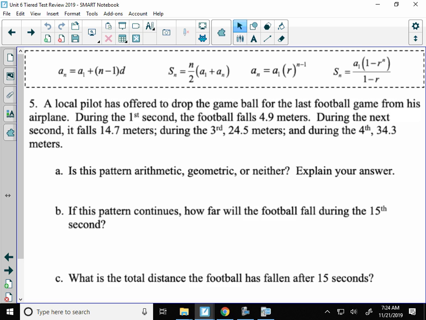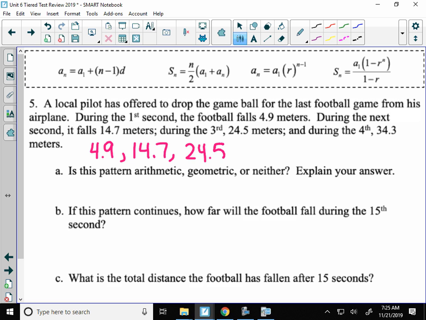I'm going to list out the terms as they tell us, because this is going to make a sequence. During the first second, the football falls 4.9 meters. During the second second, it falls 14.7 meters. During the third, 24.5 meters. And during the fourth, 34.3 meters. Is this pattern arithmetic, geometric, or neither?